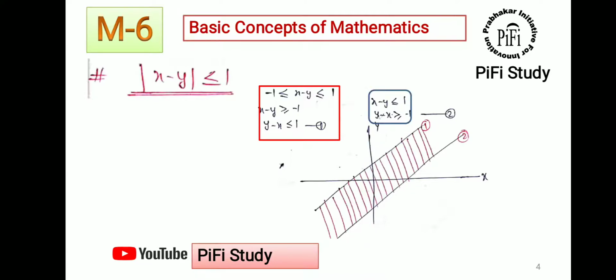Just drawing the lines, we have drawn the two lines 1 and 2. Then see the condition. In the first case it is less than 1, and in the second case it is greater than minus 1. So the area covered between the two lines is the plot of mod x minus y less than or equal to 1.